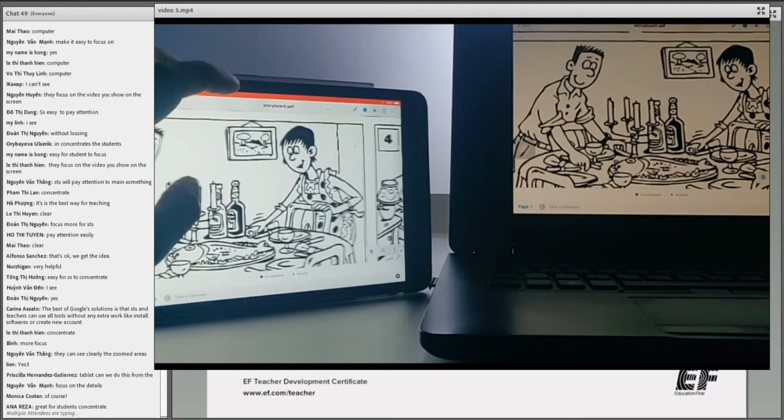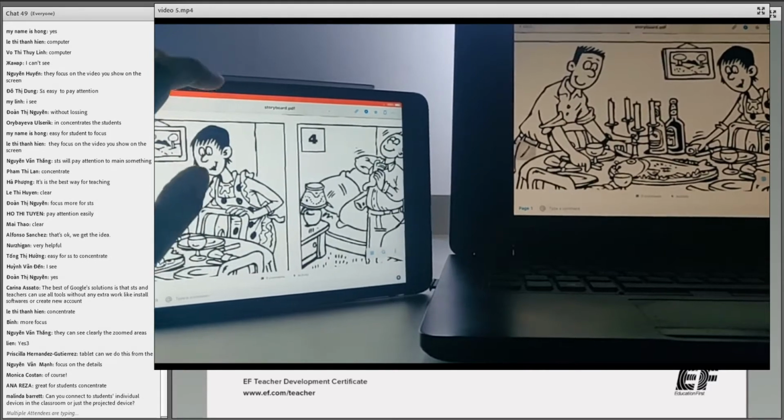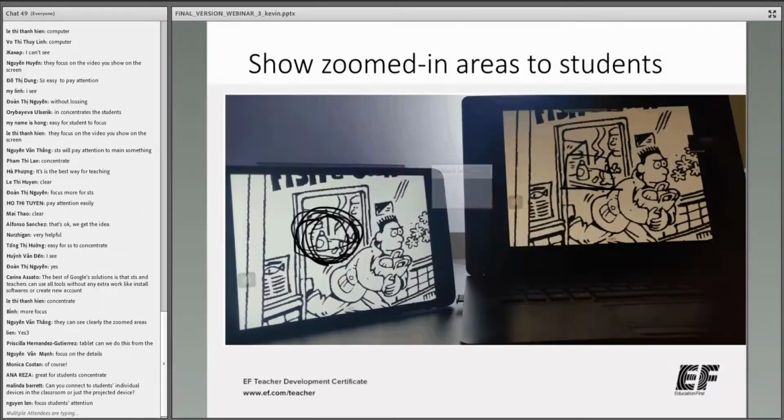Whereas if I had to get the students' attention directed to a picture, a physical paper picture, that would be much more difficult. So let's go back to the PowerPoint.